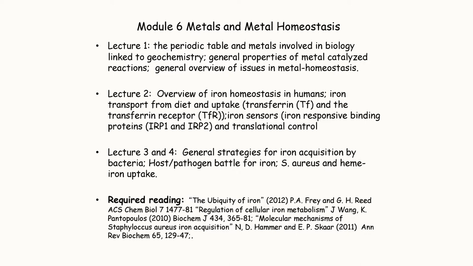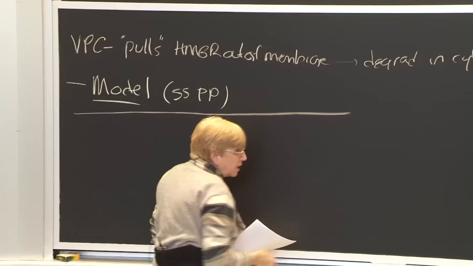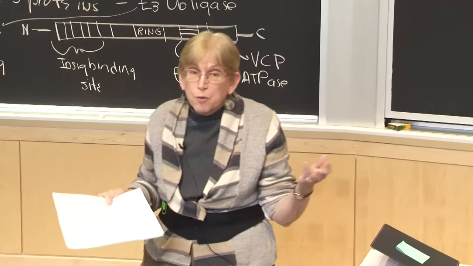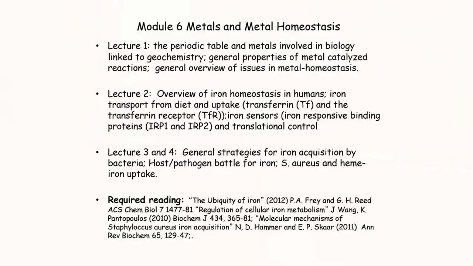Okay, so Module 6, so as I just told you at the very beginning, these modules are not really linked together except through thinking about homeostasis. Everything in the cell is homeostasis. And we're going to be, in the first lecture, talking about metals and metal homeostasis in general using the periodic table. Okay, but then what I'm going to do is focus on a single metal, and the single metal I'm going to be focused on is iron.